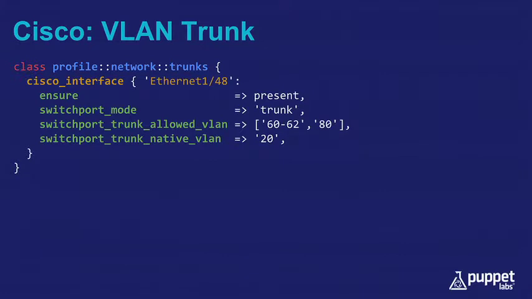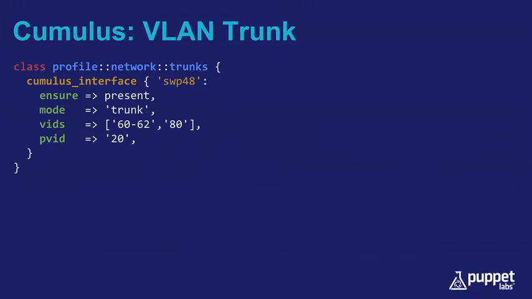And then lastly, there's a native VLAN that we're putting into that trunk. The Cisco one looks very similar. Here we're using the same Ethernet interface, setting it to trunk, passing in the range of VLANs, and the native VLAN. Lastly, again, the Cumulus, it looks almost exactly the same.